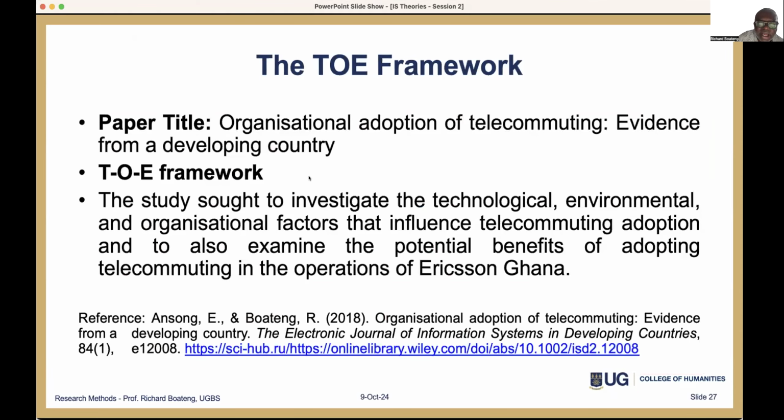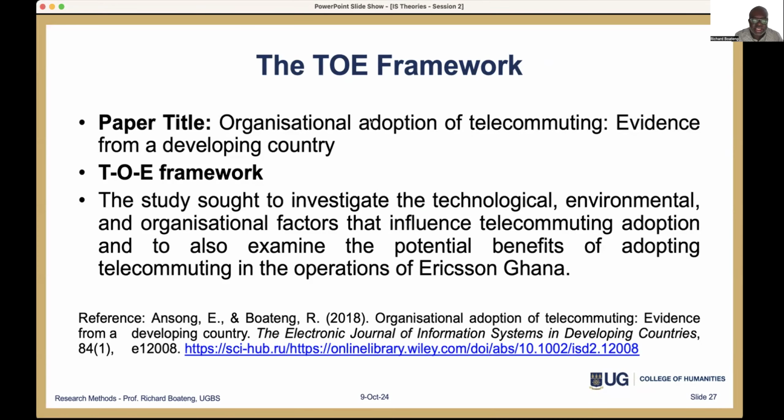Now here, this is a paper by myself and one of my former PhD students, Dr. Hans and Dr. Anson. Dr. Anson and I worked on a paper called Organizational Adoption of Telecommuting: Evidence from a Developing Country. The paper investigates the technological, environmental, and organizational factors, the TOE, as is, that influence telecommuting adoption, and also examines the potential benefits of adopting telecommuting in the operations of Ericsson Ghana.